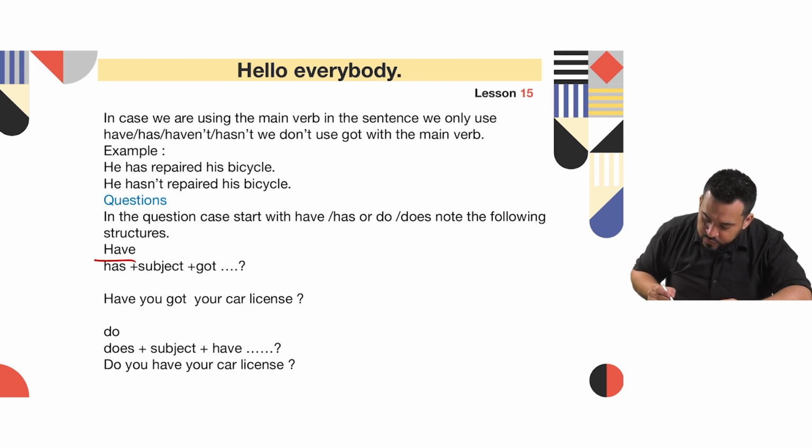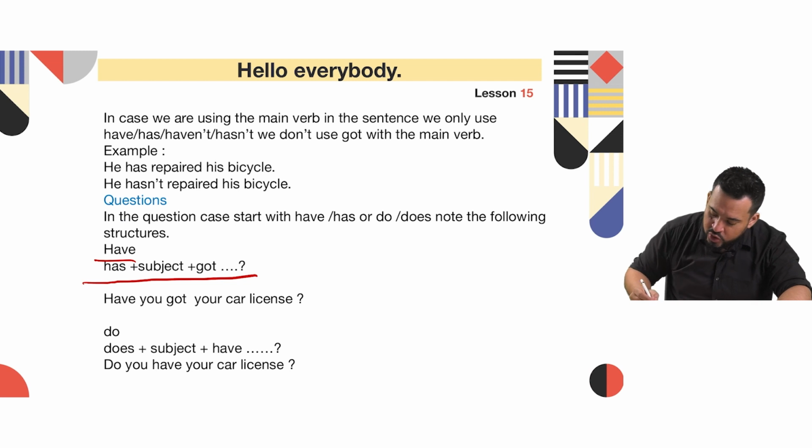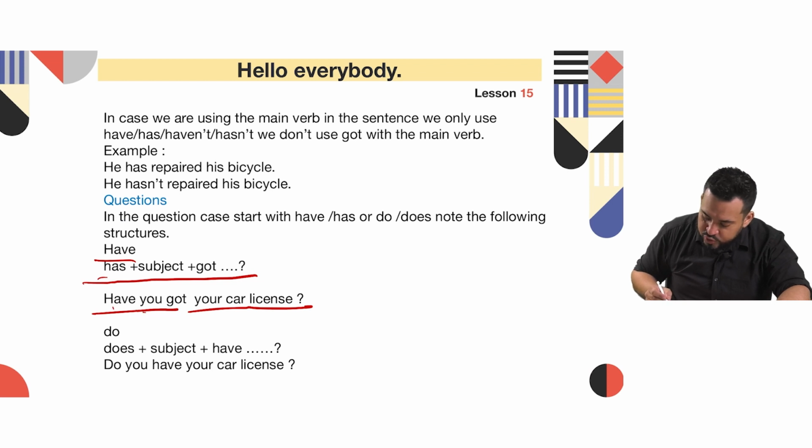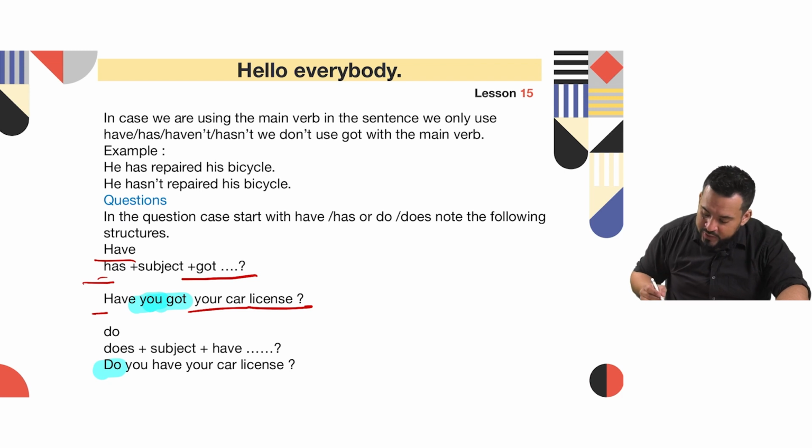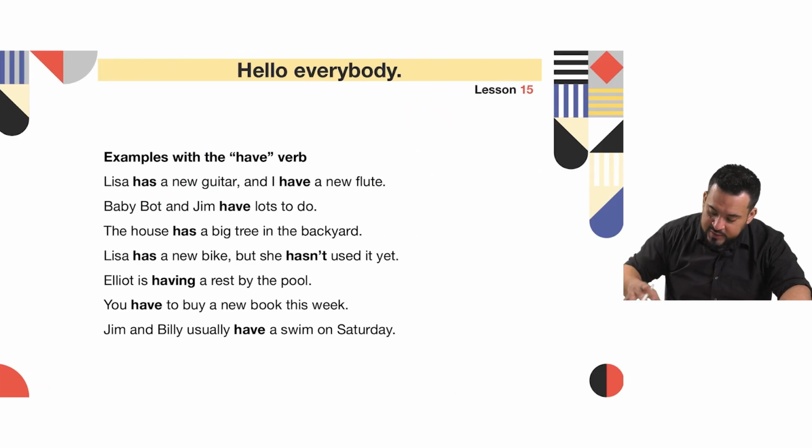The structure is have or has plus subject plus got, so that will be have you got your car license. Have or has plus the subject, you. You is the subject, and got. Have you got. Now if we don't have got and we just have, then we will use do. So it will be do you have your car license, and we will just remove the got, and have will be after the subject. So, have you got your car license? Do you have your car license?